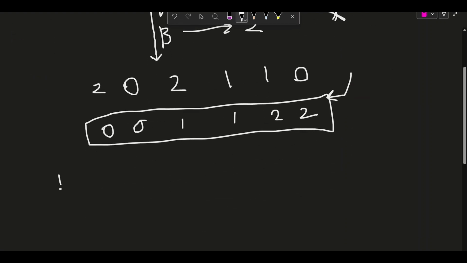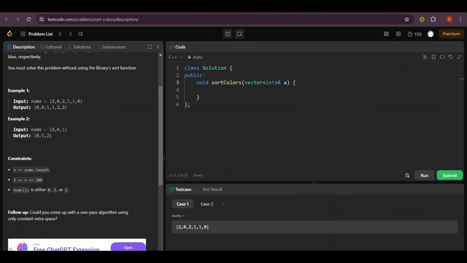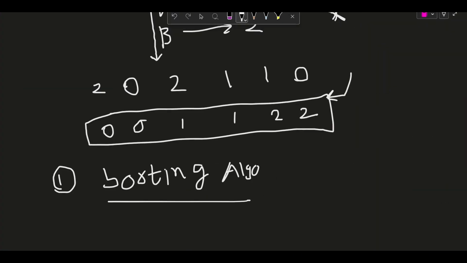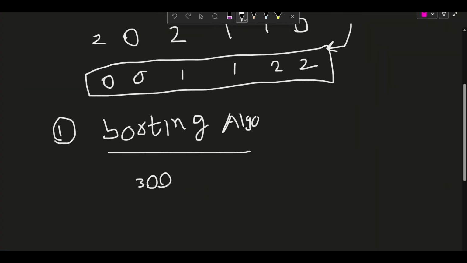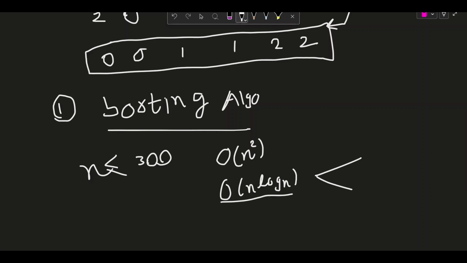So the first option is that you can use any of the sorting algorithms to sort this array. Since n goes up to 300, you can run either in order of n square or in order of n log n. Merge sort or quick sort have time complexity order of n log n, while insertion sort and bubble sort use order of n square time complexity. Both are accepted.